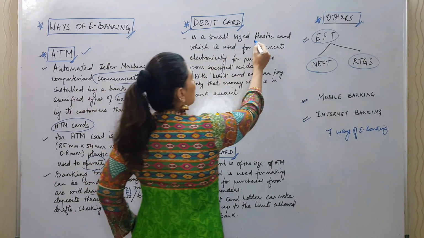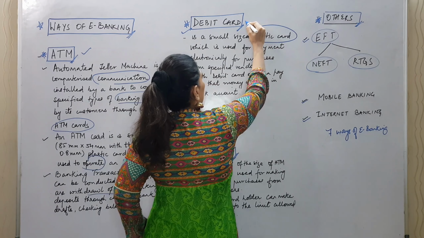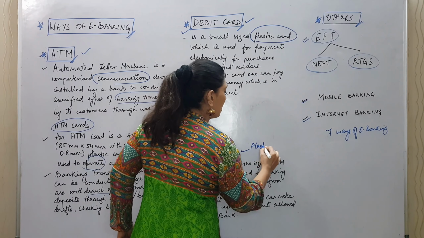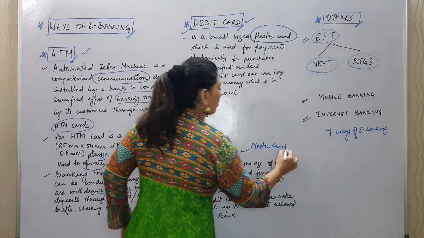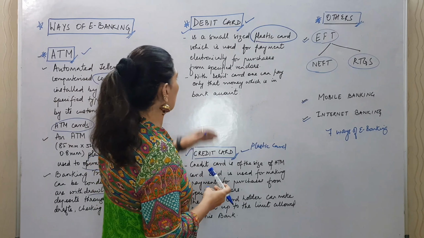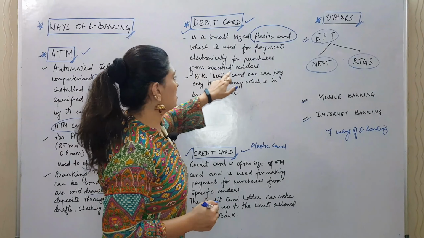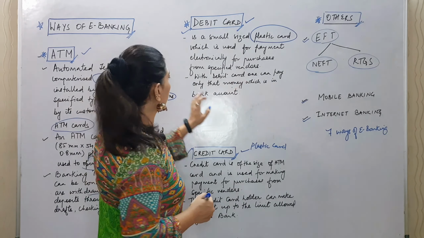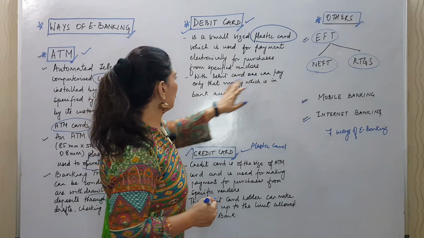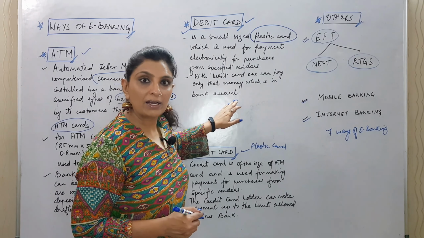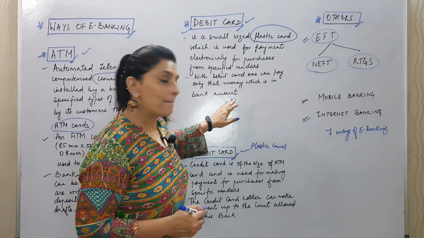It is a small size plastic card. Basically, debit card as well as credit card, both are plastic cards used for payment electronically for purchases from specified vendors. With only a debit card, one can pay only that money which is in one's bank account. So that much money can only be paid.